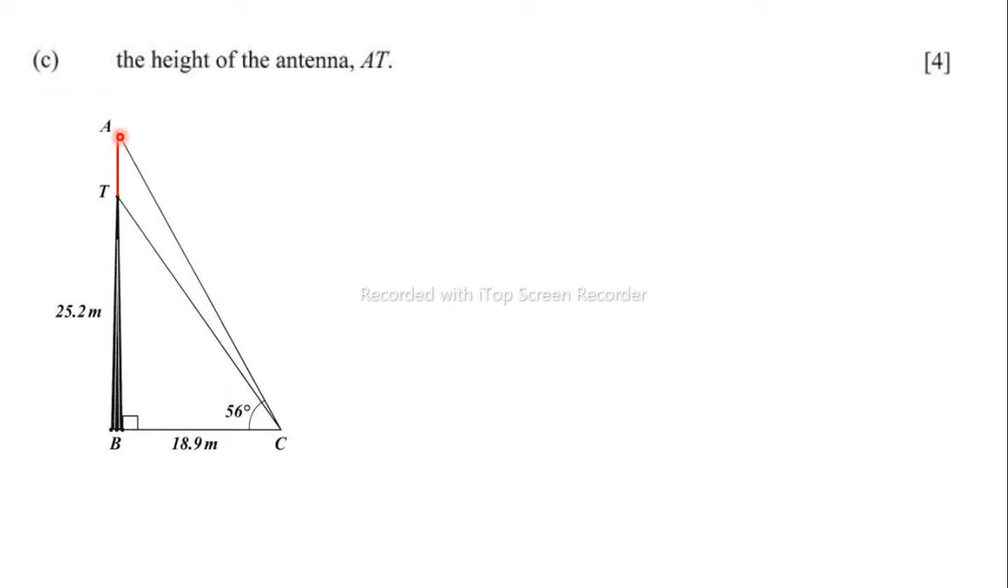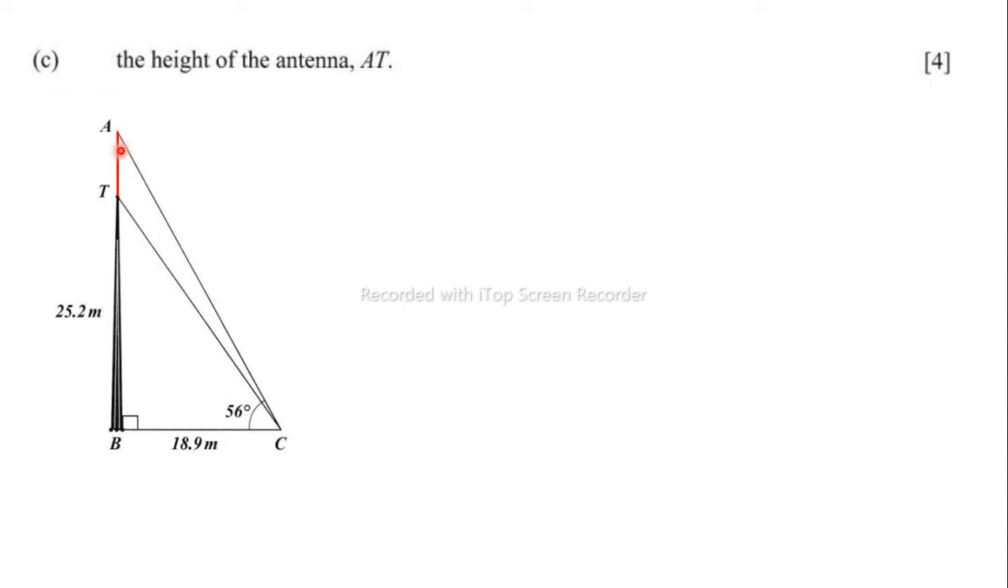See, we have AB. AB is the length of this entire line. If we can figure out what this entire line is, all we need to do is subtract it from what BT is, and then we'll get what AT is. Is that clear? Or do I need to explain it again?